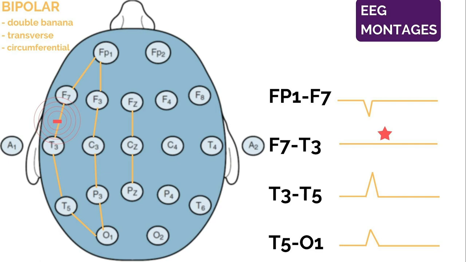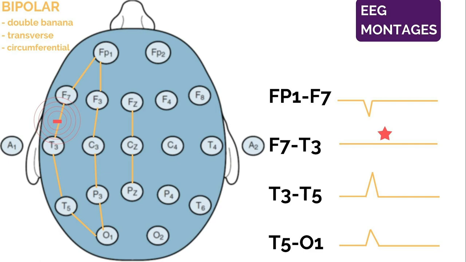Let's compare FP1 and F7. FP1 is probably more positive than F7 because it's farther out from the point of maximal negativity. So therefore, the output in that channel is going to go down. Now, F7 compared to T3, the point of maximal negativity is in between those two electrodes. It's equidistant to each of them.